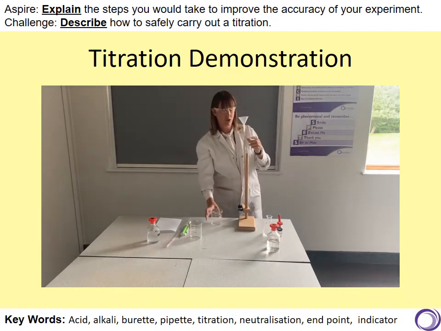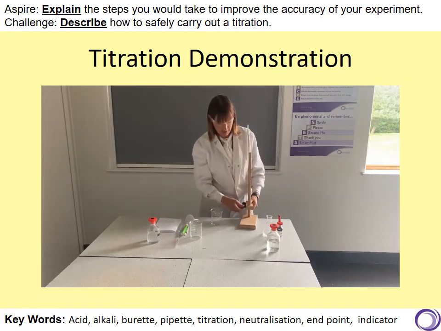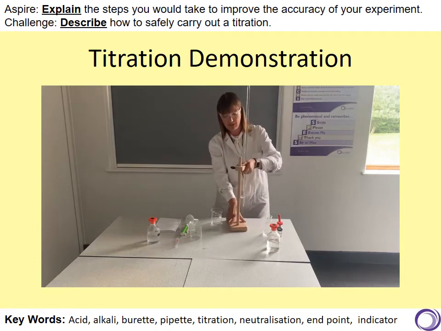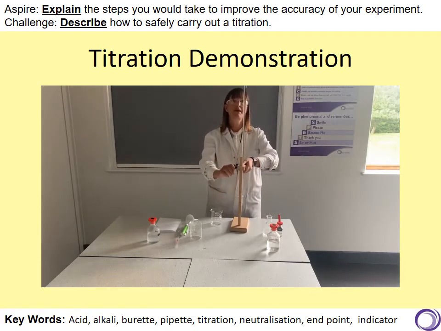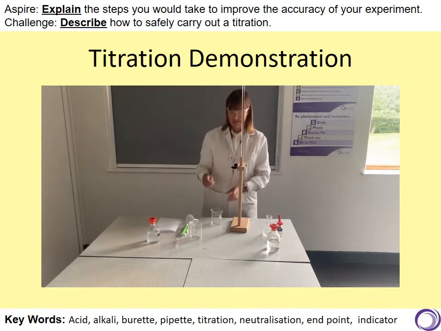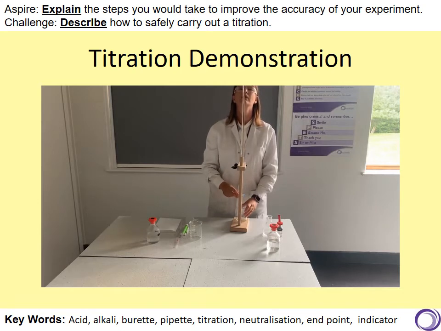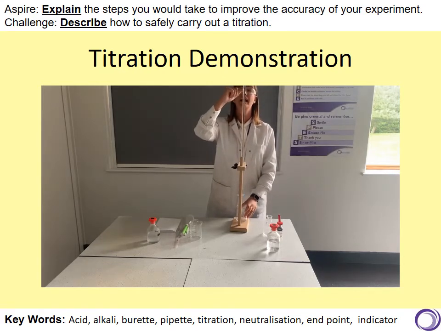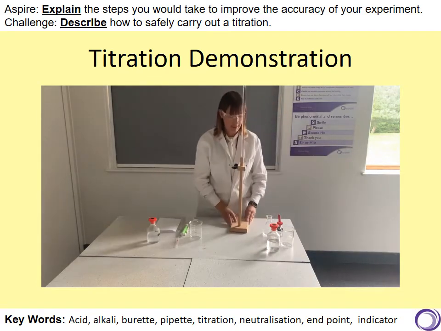Okay, I've slightly gone over the zero because one of the things I need to do is to run a little bit of the acid through so that we fill this at the bottom. This is called the jet space and it is accounted for in this measurement. So I'm just going to run that through a little bit. Right, and that is to zero. You'll notice that I'm looking at eye level and I'm also looking to the bottom of the meniscus. So I've now got my acid in my burette.